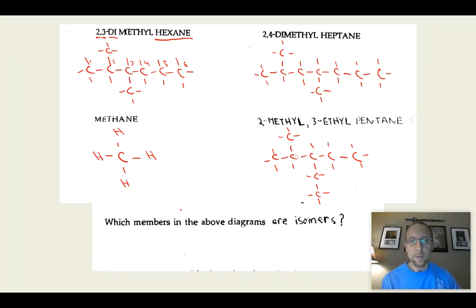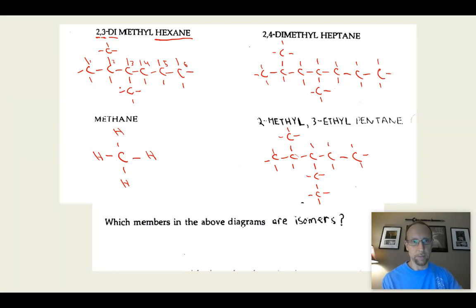So now the last thing, which members in the above diagrams are isomers? So same molecular, different structural formulas. And if they're different structurally, they're going to have different names. So let's go back and look at the molecular formulas. So remember, when we're counting the molecular formulas, you want to make sure you're counting all of your atoms, not just the ones in the main chain.